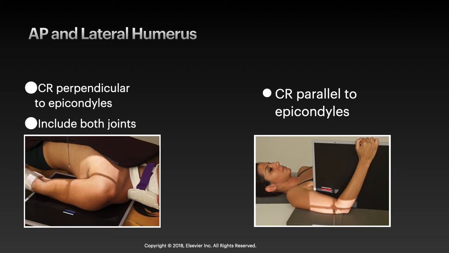AP and lateral humerus for trauma. For the AP, the CR is perpendicular to the epicondyles. Make sure you include both joints. For the lateral, the CR is parallel to the epicondyles. You'll notice in the image on the right that you're only getting the distal end of the humerus. In order to get the proximal end of the humerus, you would have to do a transthoracic shoot through.